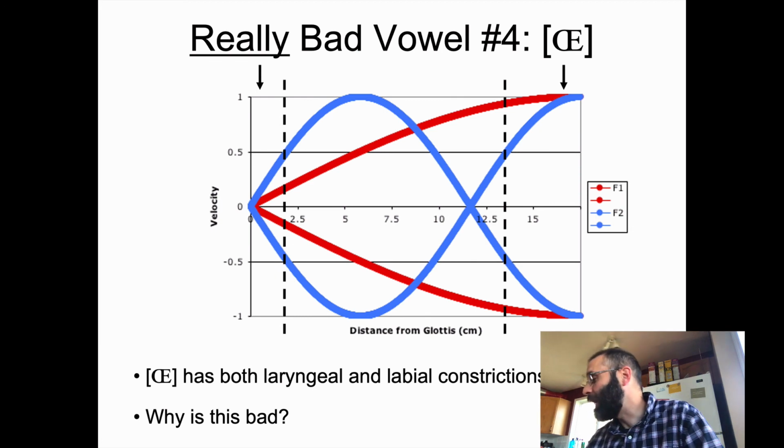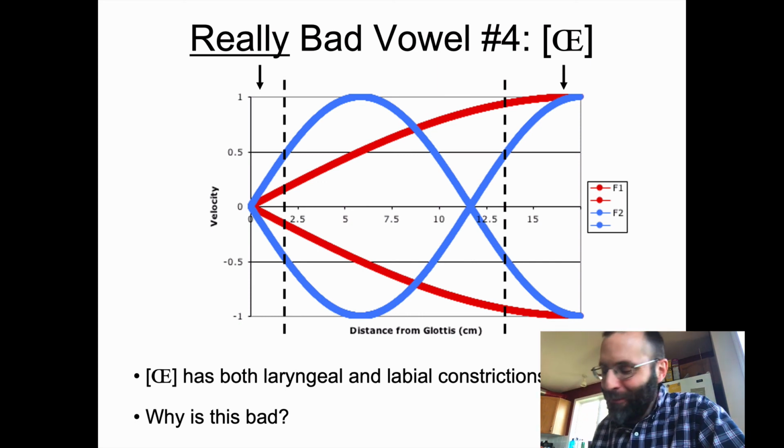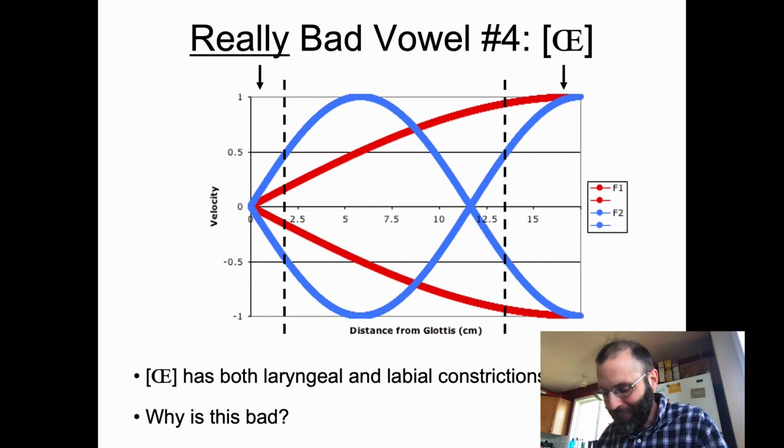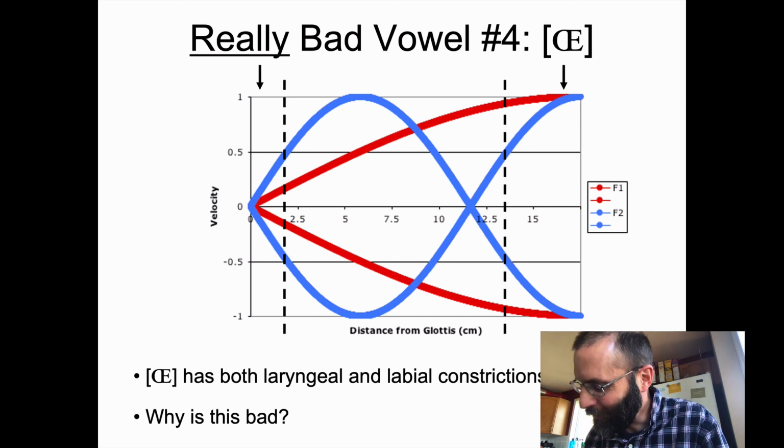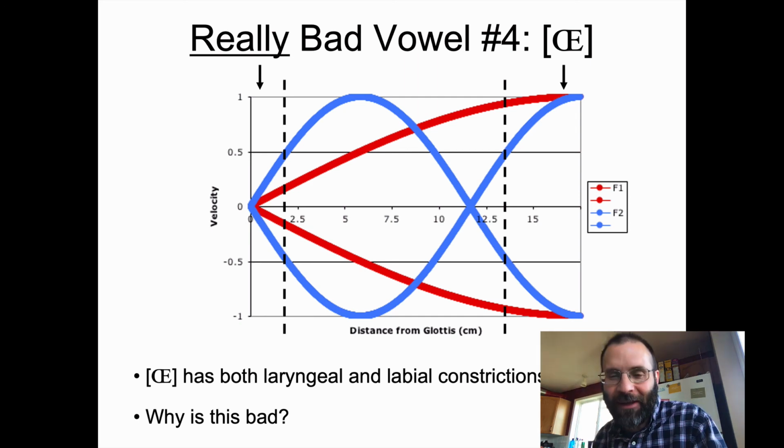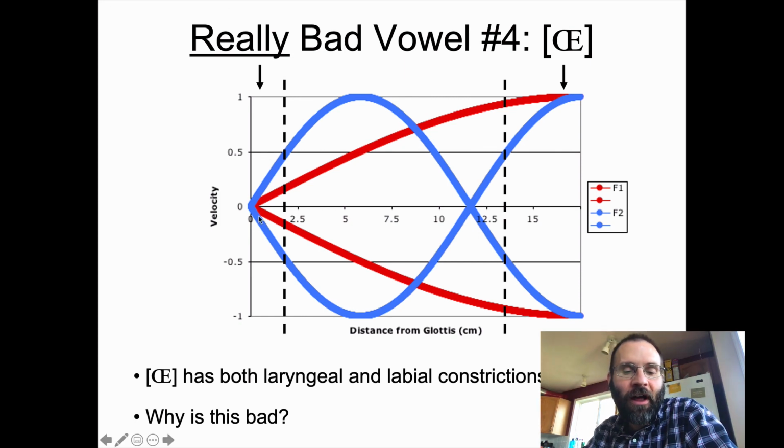Lastly, we have this really bad vowel, or however exactly you say it. Maybe because it doesn't exist, it doesn't really matter. Daniel Jones is technically dead, so maybe we don't have to worry about him that much. But in this case, we have two different articulations. We have a glottal articulation and we have a labial articulation.